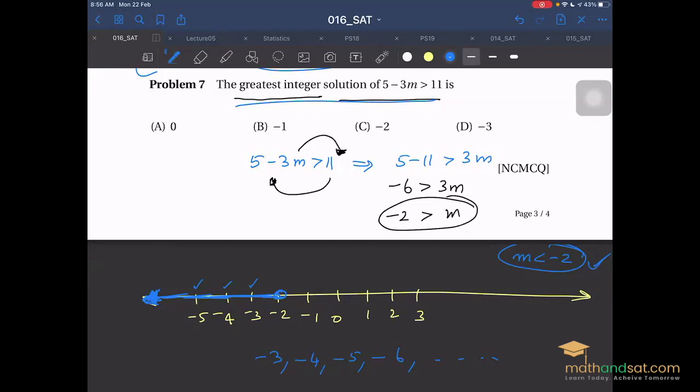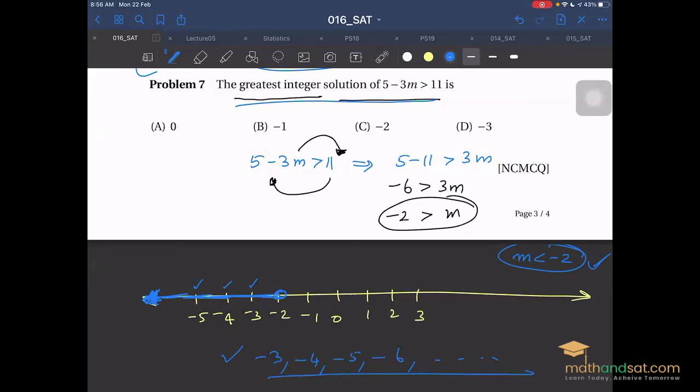I have just written down all the integer solutions that fall within that solution. Now you just tell me what is the greatest integer among these. Yeah, it is minus 3, right? Minus 3 is the greatest number among this. So minus 3 is the greatest integer solution.